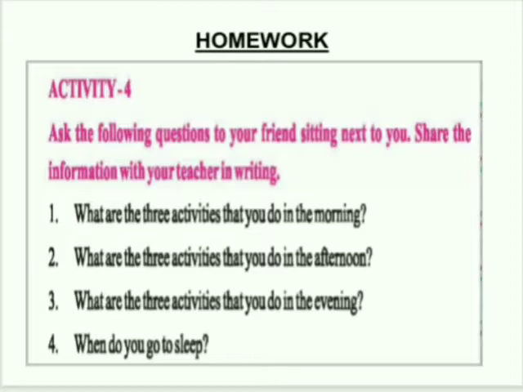So students, here we end our session 2. You can practice watching time at home by telling time to your family members after every few hours. You can also learn time through a small alarm clock.